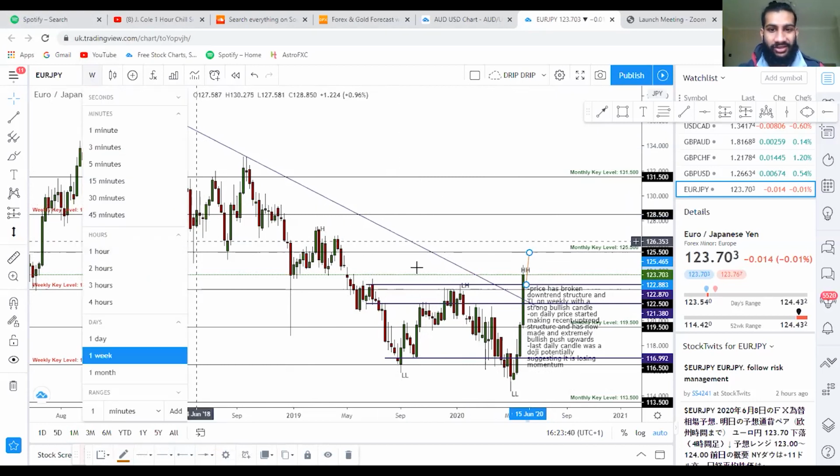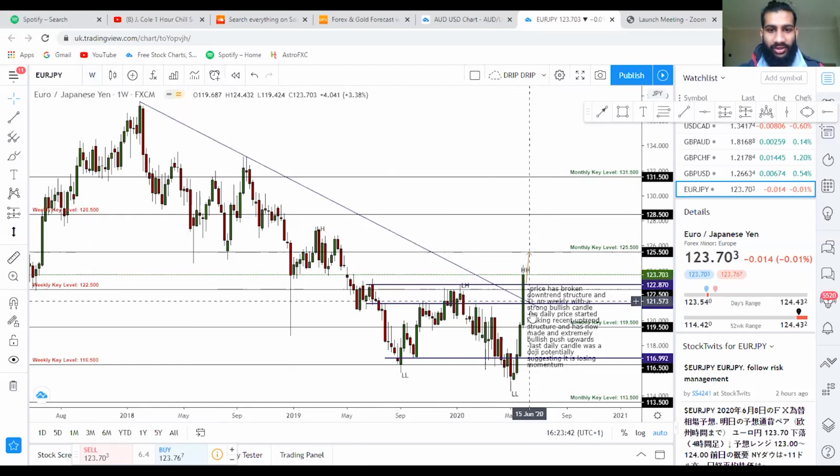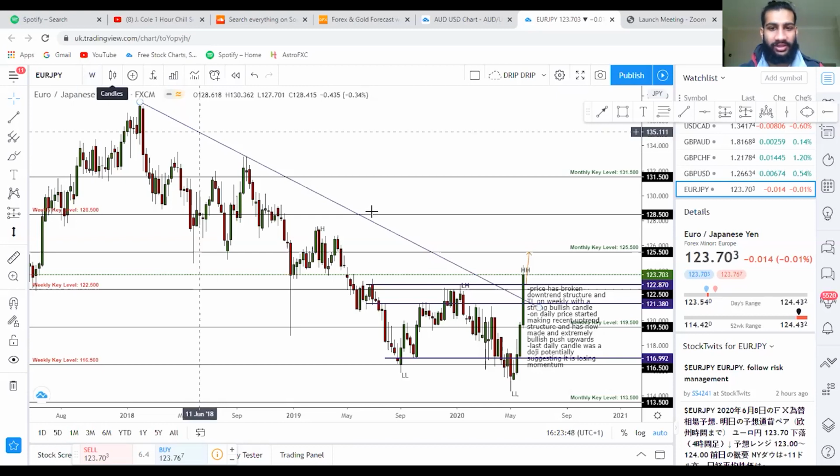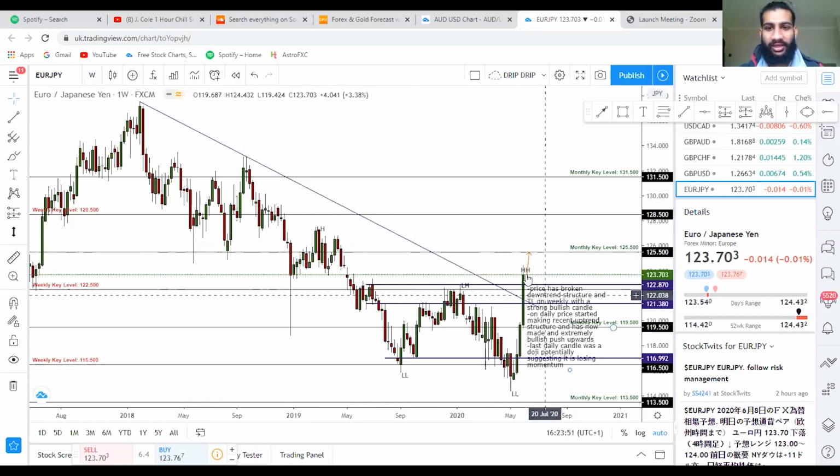If it does decide to push lower right now, I'm probably not going to take a trade because I just want to stay away from it because it doesn't really support anything else. But because it's started making an uptrend structure, I will only be taking uptrend trades on this.